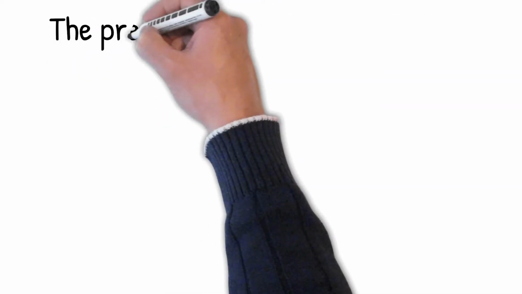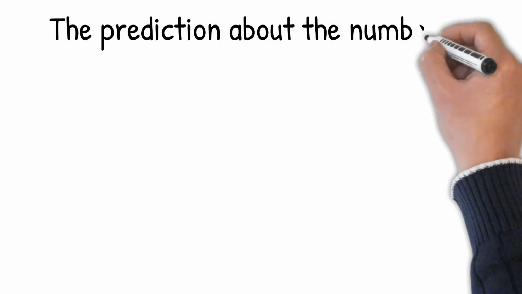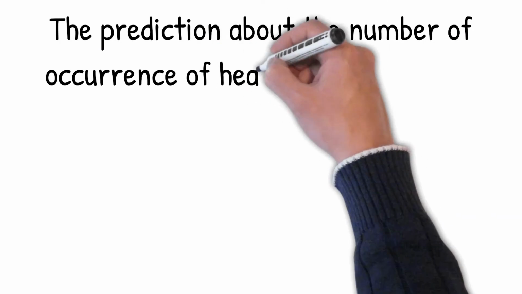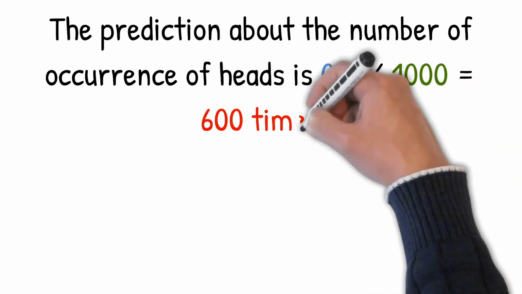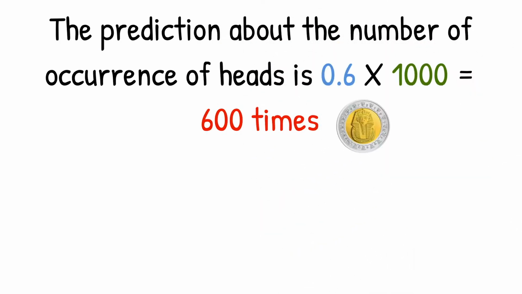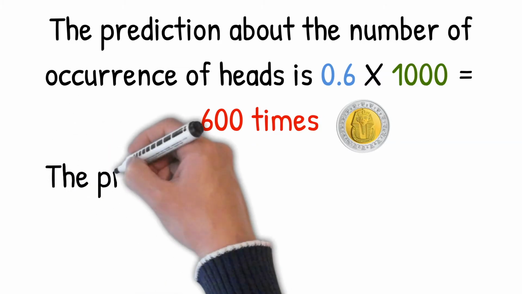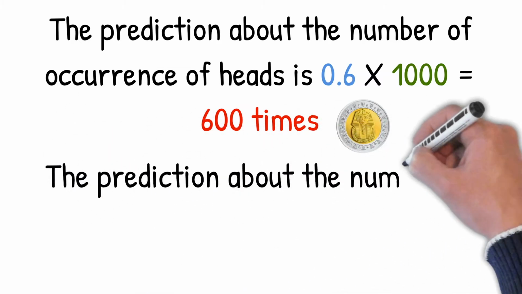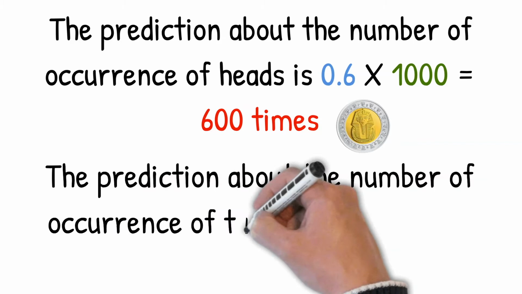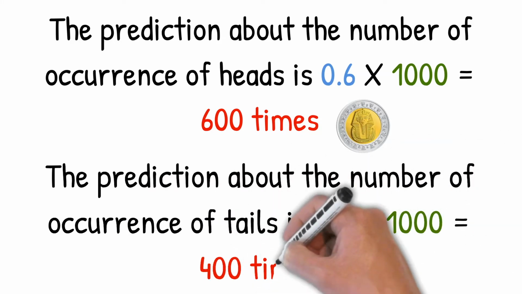Let's calculate it. The prediction about the number of occurrences of heads is 0.6 times 1000 equals 600 times, while the prediction about the number of occurrences of tails is 0.4 times 1000 equals 400 times.